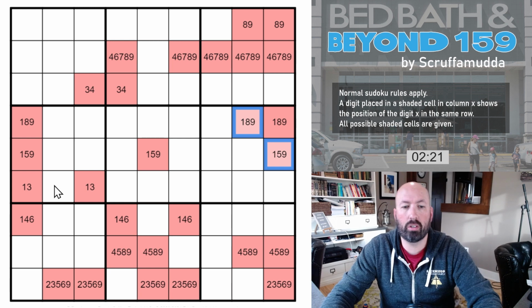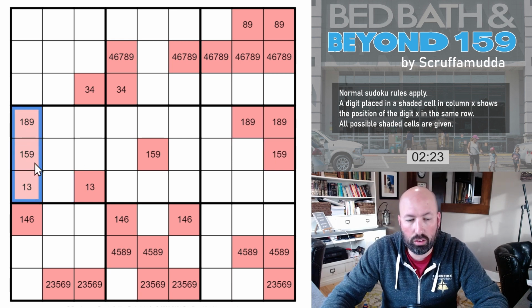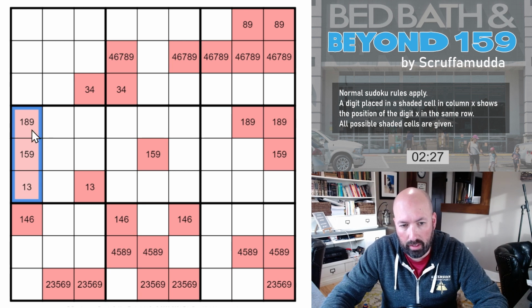So essentially what you can say is, if we've got 3 cells highlighted in a column here like this, in the same box, right? So this one is less of an issue. It just can't be the same number as these, but that's true anyways.